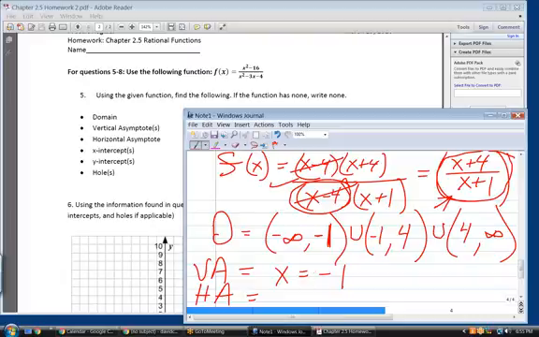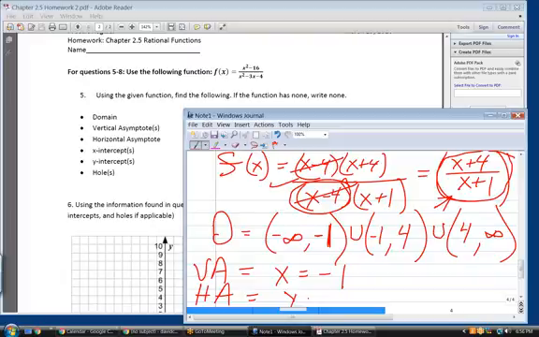The only reason x equals 4 is not a vertical asymptote is because that factor got canceled out and it turned into a hole. In other words, if I didn't have an x minus 4 in the numerator up here, I would have two vertical asymptotes. I would have one at x equals 4 and one at x equals minus 1. But since this x minus 4 got canceled by this x minus 4, that turns into a hole, not a vertical asymptote.